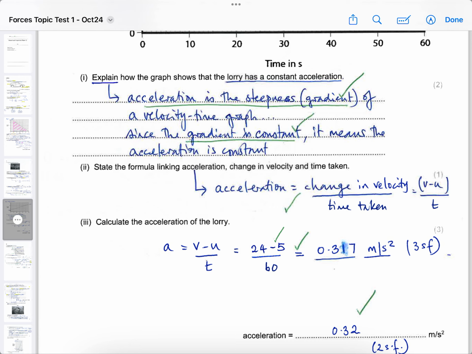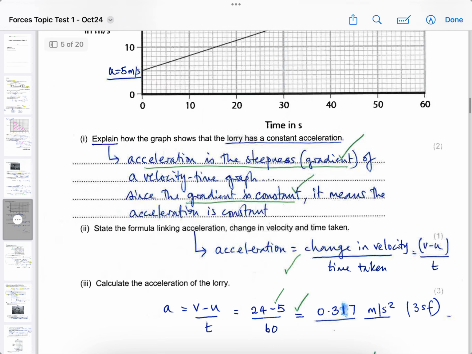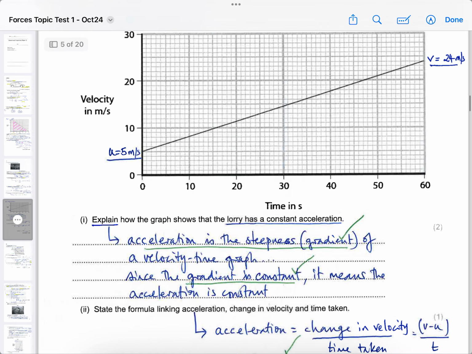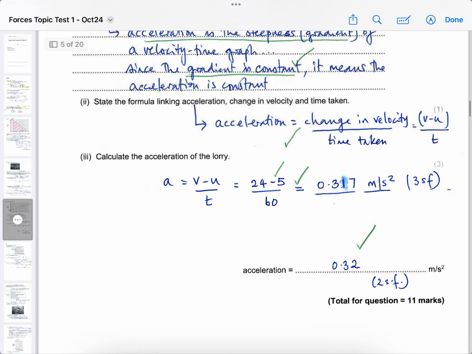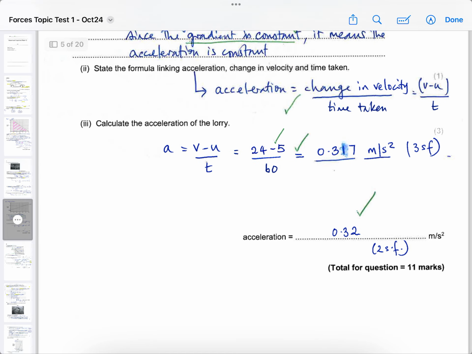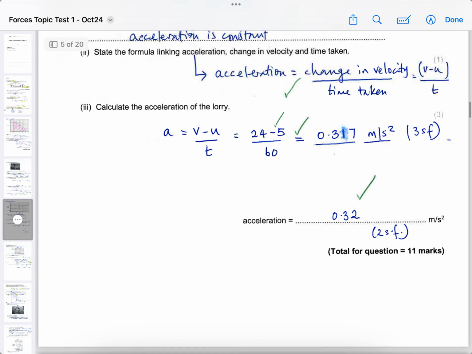You need to remember that u is initial velocity in the standard form that's used in GCSE and beyond, and v is always the final velocity. Okay, so a equals v minus u over t. If you look at the graph I did, I put the v is 24, u was 5, so 24 minus 5 in the time taken, which again is 60 seconds on the graph. 24 minus 5 divided by 60 gives you 0.317 to 3 significant figures. They're giving you the units, so you don't need to put them in. And if you round it up to 2 significant figures, which is most of this question, you will get 0.32 meters per second squared. Okay, that's the 11 marks for this question.